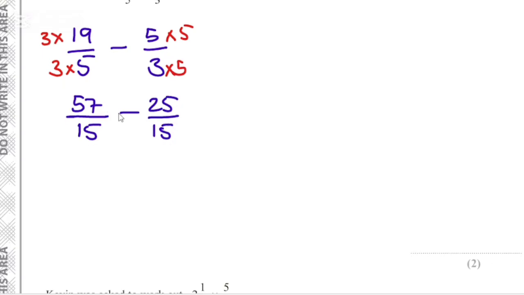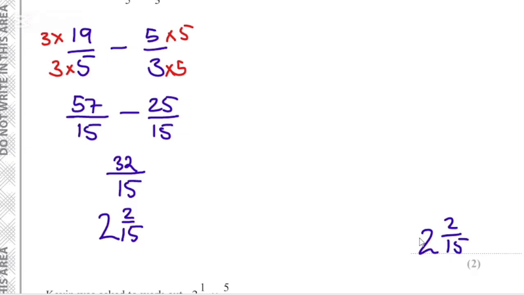Since the denominators are now the same, we can just write one of the denominators, 15. Then 57 minus 25 is 32. How many 15s are in 32? They are there 2 times, remainder 2 over 15. So the answer is 2, then 2 over 15.